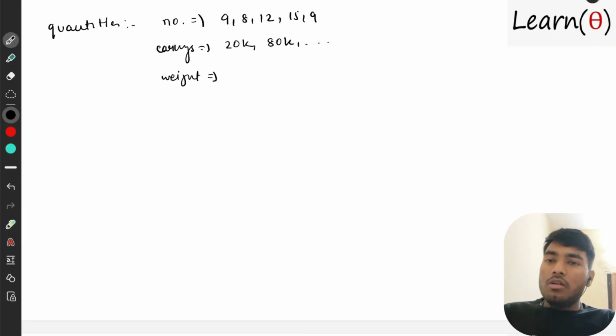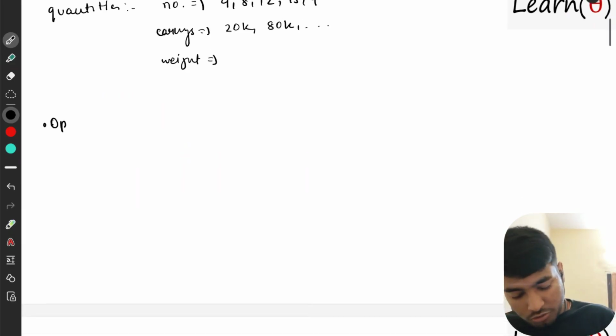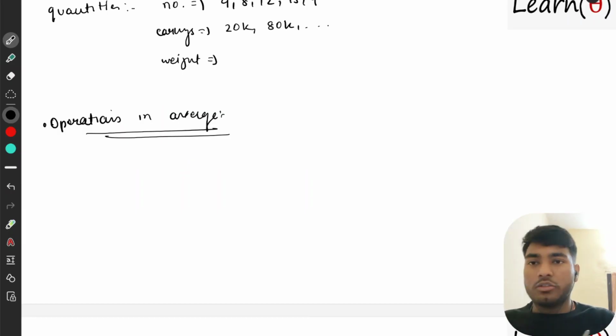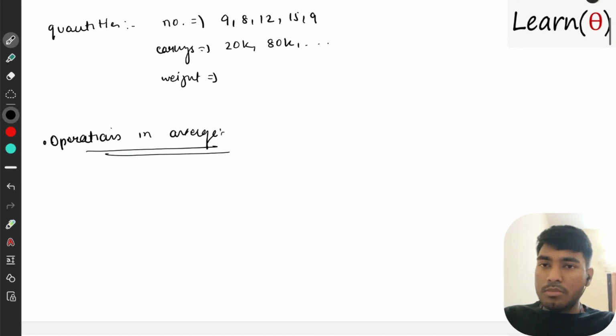There are also some operations that take place in average. Now, what is the purpose of studying the operations in average? The main thing I want to learn from the operations is this: can the numbers not be changed? Can the earnings of the people not change? Can the weight of the people not change? Definitely it can change. So if I am given a number of quantities and everything in that quantity is getting changed, how will the average get affected?